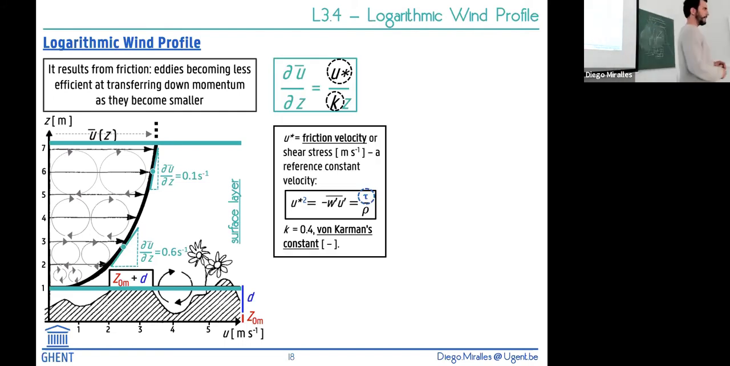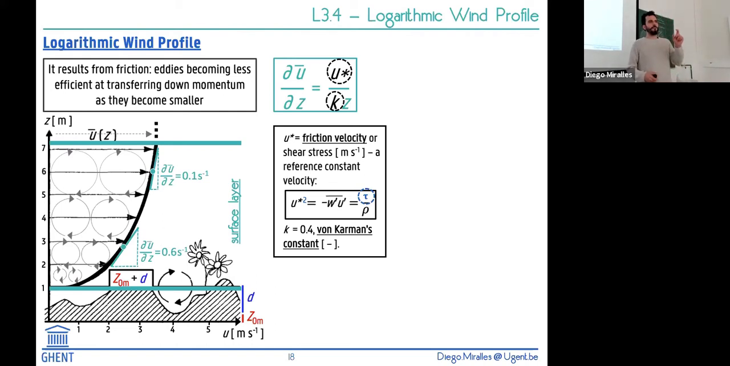And here I'm introducing two new concepts. One of them is a constant, is the K. It's called von Karman's constant, and it's 0.4. Fair enough. Don't have to worry too much about it. But the second one is important. It's called the friction velocity, or shear stress, we call it as well. And that friction velocity has a very specific definition, which is this one in here. It's kind of like a reference velocity. It's also got units of meters per second, right?